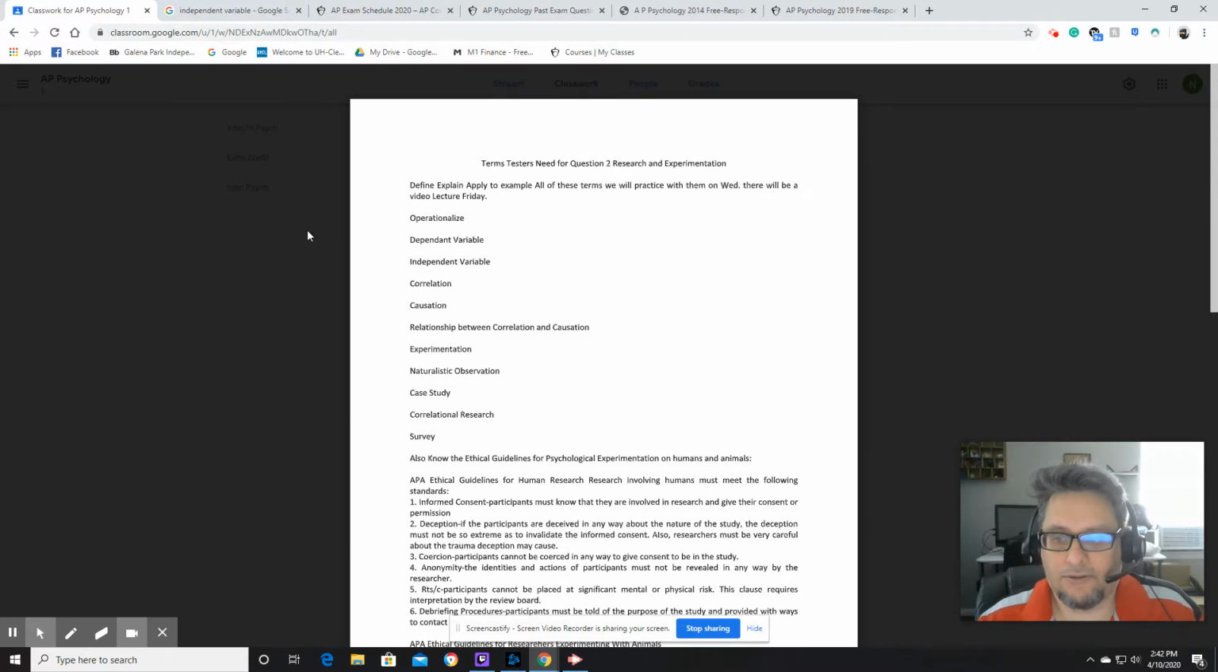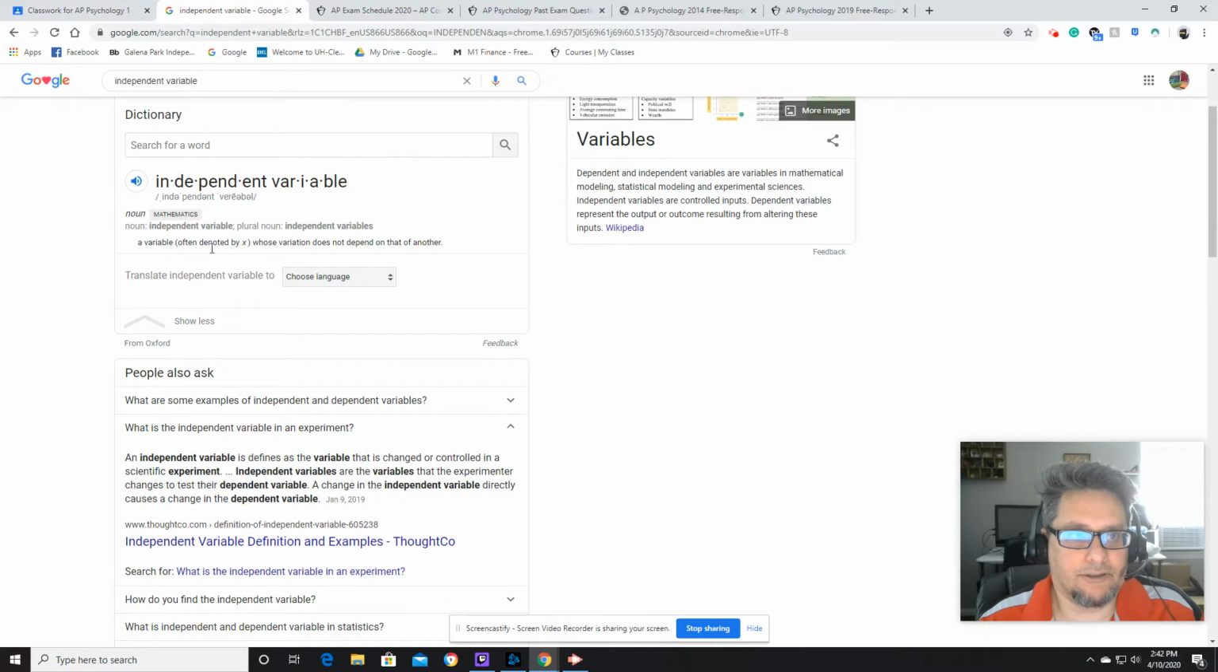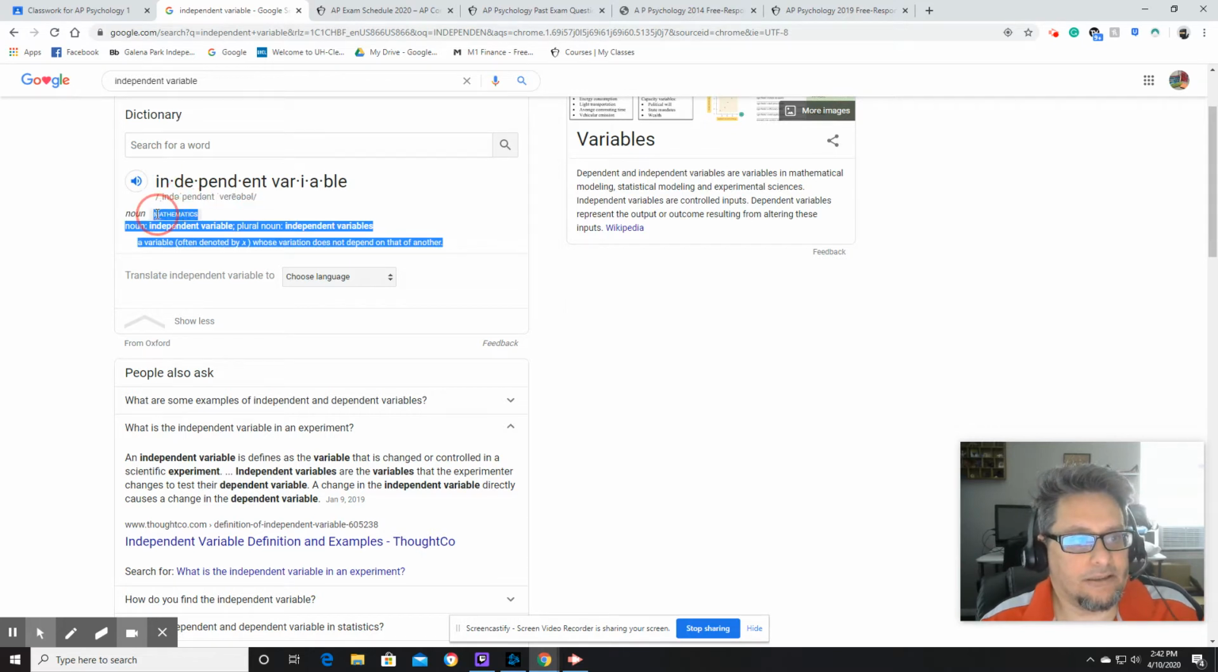Now here's what I don't want you to do. I don't want you to go to Google, type in independent variable, and hit enter, because what you're going to get is this: independent variable, plural noun, independent variables. A variable often denoted by x, whose variation does not depend on that of another. That is correct if you were in a math class. But we are in a psychology class.